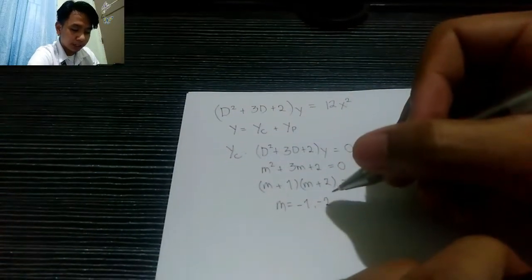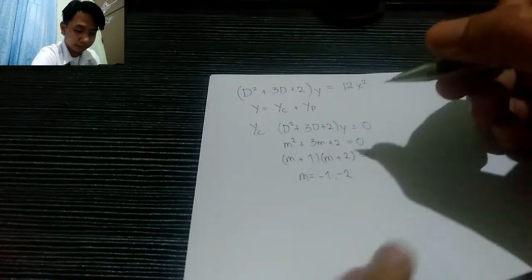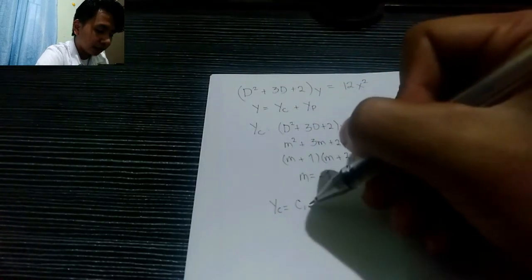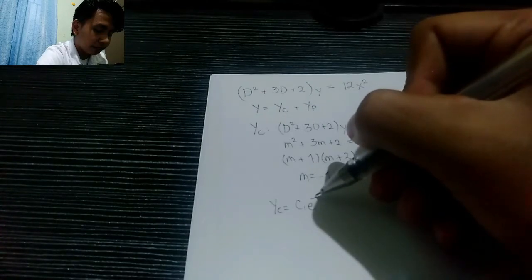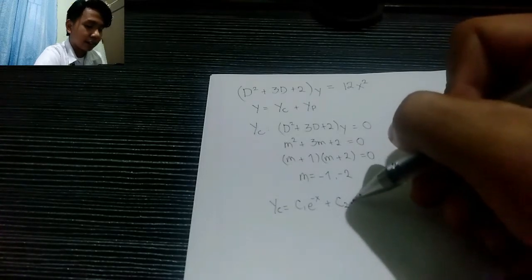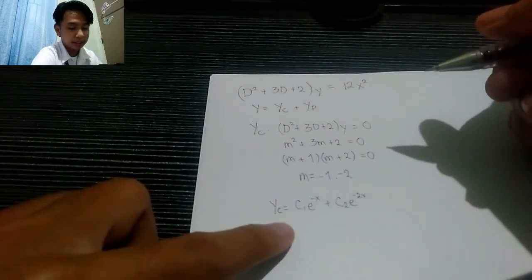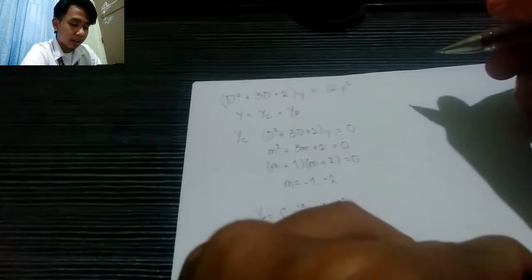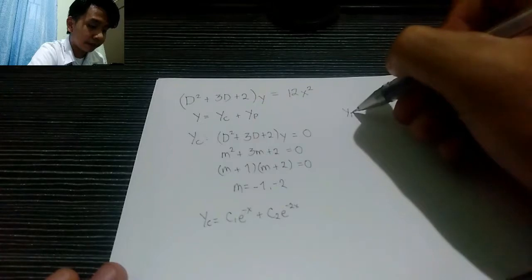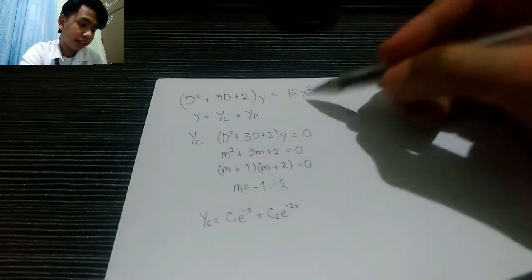Since magkaiba yung roots niya, follow natin yung distinct roots, case 1. So, ang maging yc natin ay c1 e raised to negative x plus c2 e raised to negative 2x. Then, may value na tayo ng yc. So, ang hahanapin natin ngayon ay ang value ng yp. Tapos tingnan natin yung nasa right side.